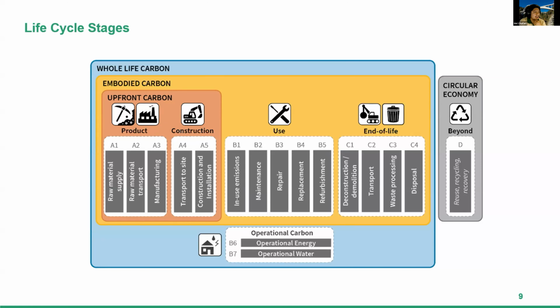Life cycle stages are important because we needed to partition the data as it was not totally aligned. We needed to ensure that we're talking about upfront carbon, which is product level data, as well as embodied carbon, which includes end of life.